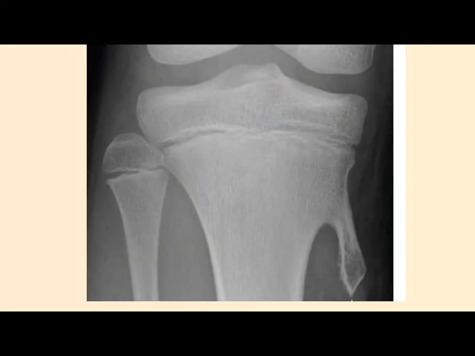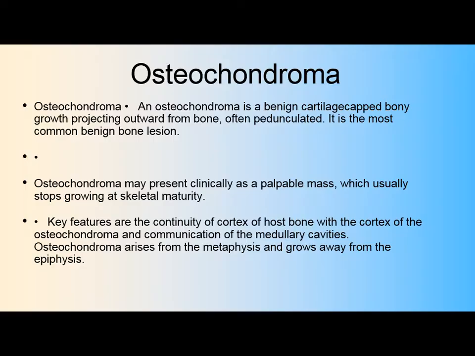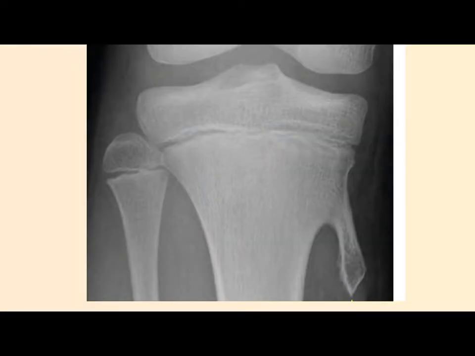The cartilage is not continuous. It's just the medullary cavity inside the exostosis that is continuous with the parent bone, and it is covered by cartilage. But the cartilage is not continuous with the cortex. The cortex and medulla are continuous. This is osteochondroma.